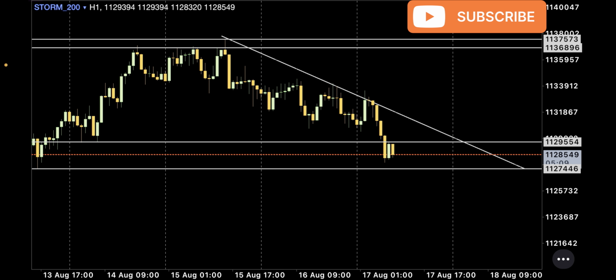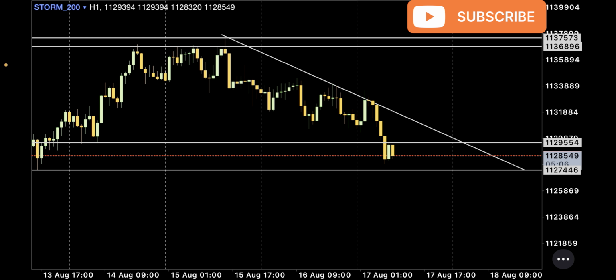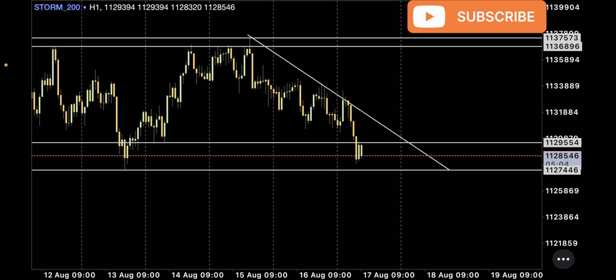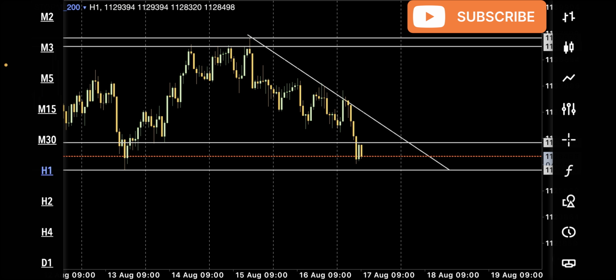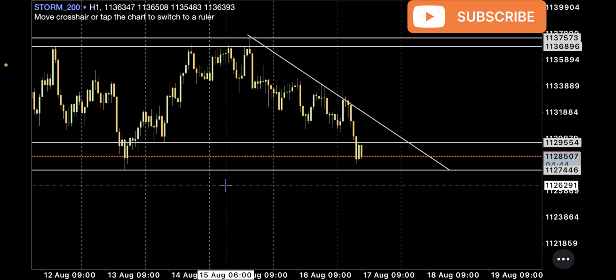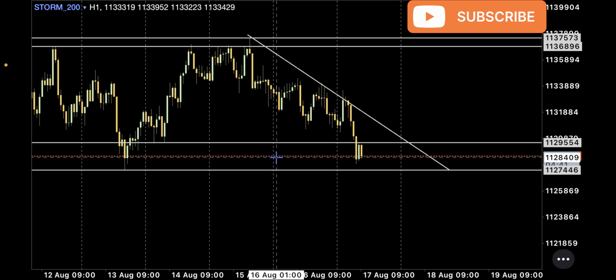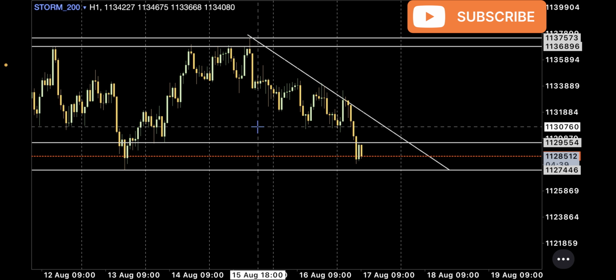Alright, so after you've marked your zone, you've drawn your trend lines, then you look out for your candlesticks confirmation. Now the rules of trading is we buy low and we sell high. Now let me explain that to you. Because price is in a downtrend, we sell at the highest point, which can give us more points in our favor or good money.